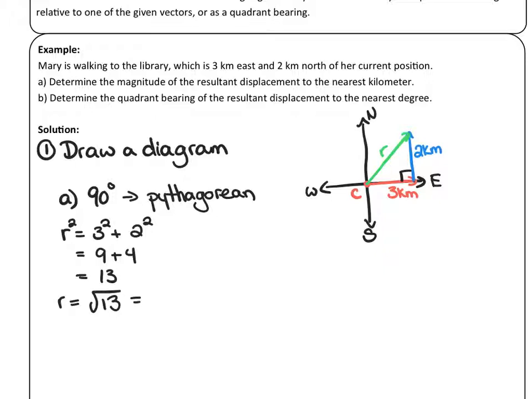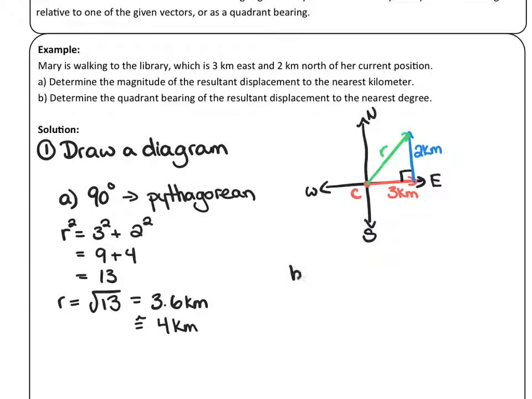Root 13 is the exact value, but if you want, let's figure out what it is. It is approximately 3.6 kilometers. Okay, so we have the magnitude, to the nearest kilometer. It's between 3 and 4 kilometers, but I'm going to round it up to 4 kilometers.